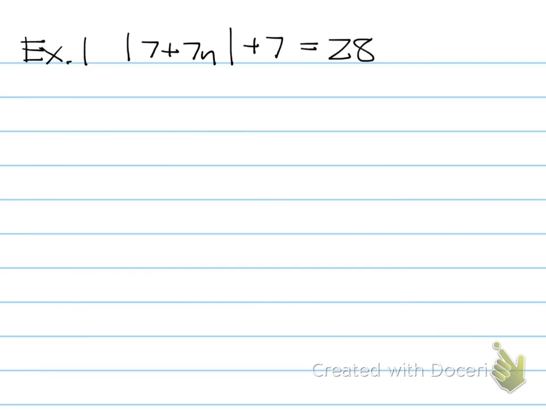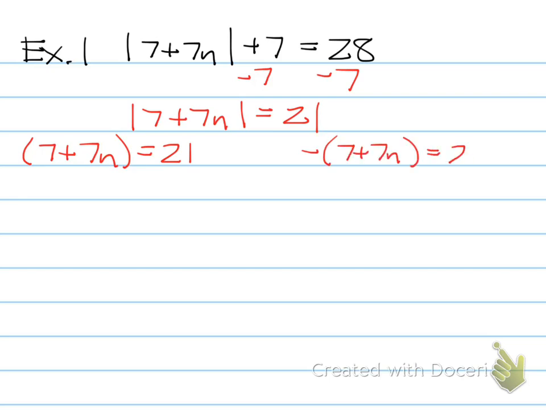All right, first example. To solve absolute value equations, what we want to first do is isolate the absolute value bars and everything that's inside of them. So the way that we would do that for this problem is we would subtract 7 from both sides. Now we've got the absolute value of 7 plus 7n equals 21. Now I want to set up two different equations since there's two solutions. I'm going to set up an equation where I have a positive value for the expression inside the absolute value bars and one where there's a negative expression inside the absolute value bars.